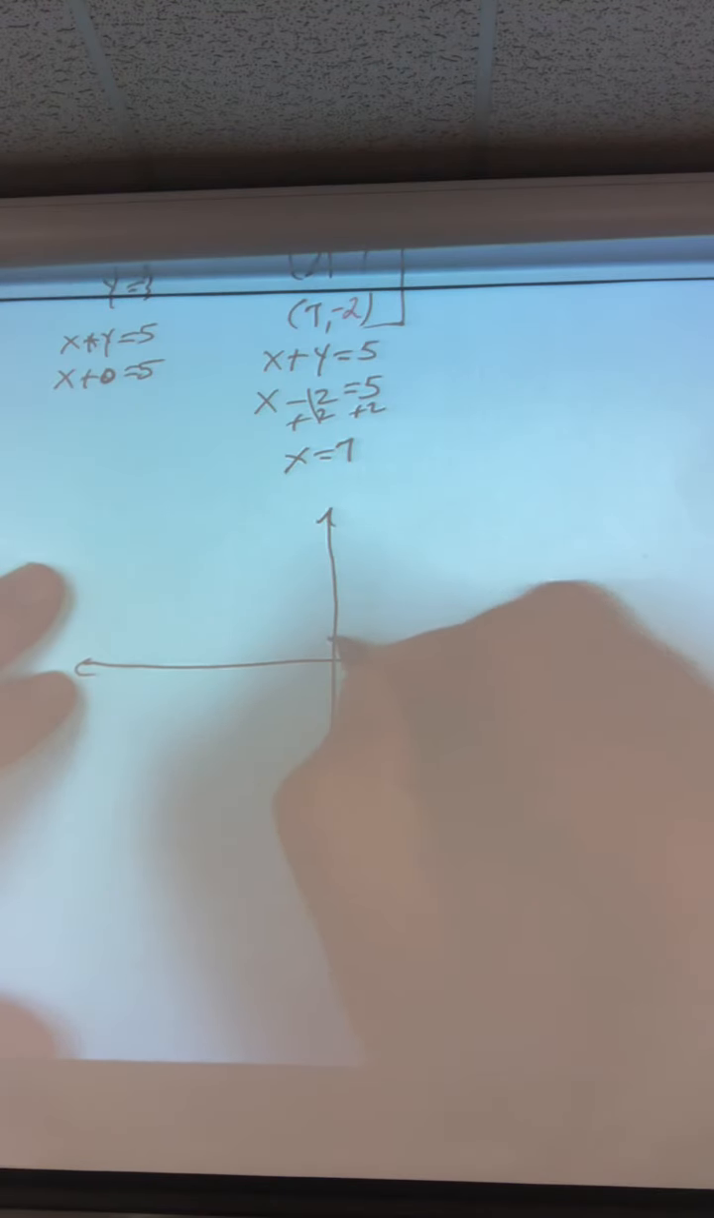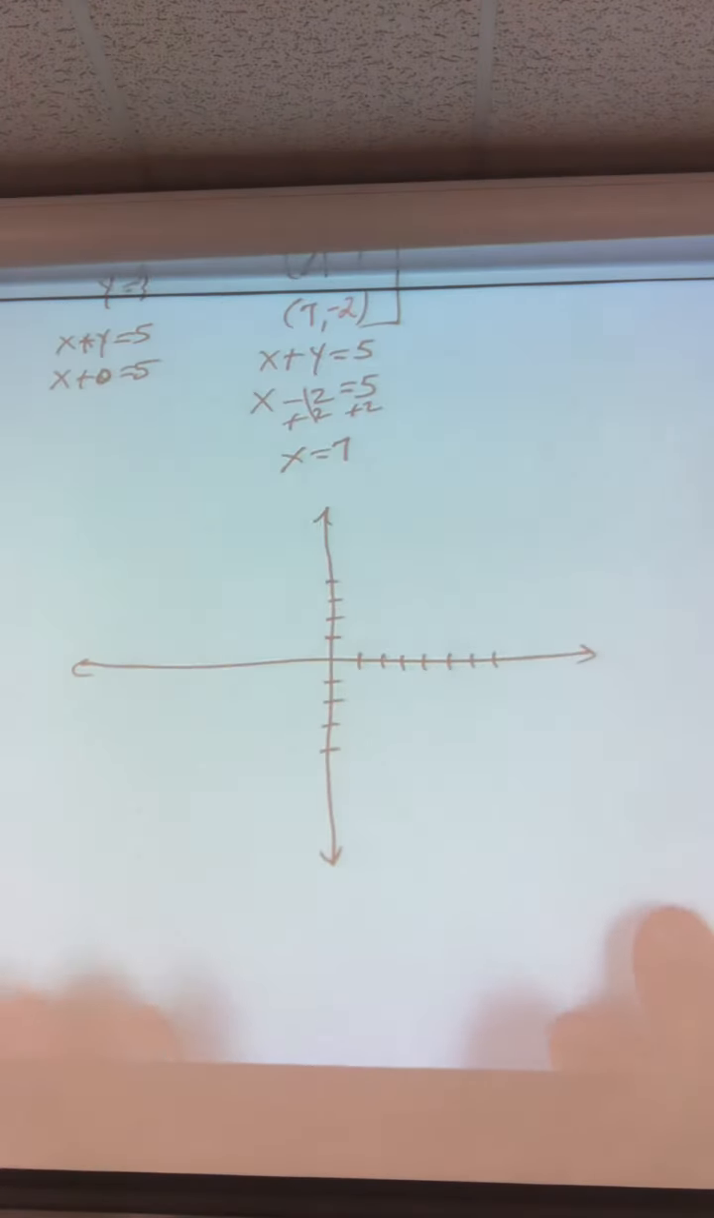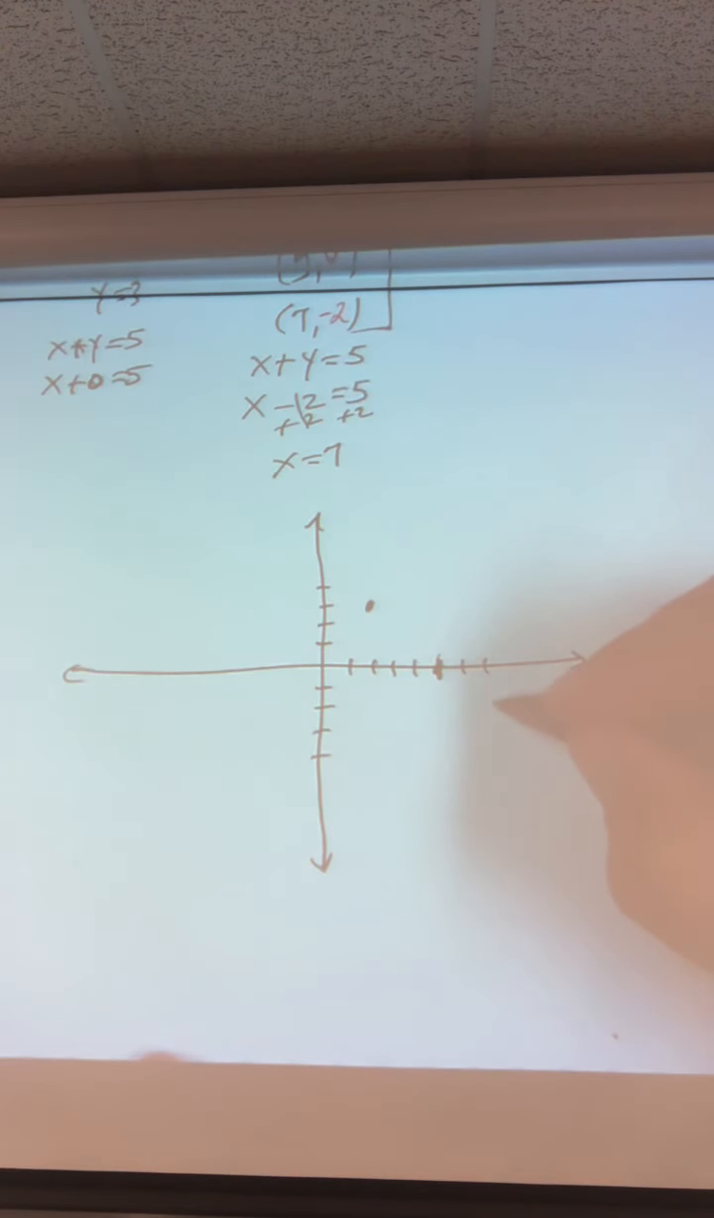I'm only going to draw the numbers, the ones that I really need. Okay, so let's plot these points right quick. 2, 3 is to the right 2, up 3. 5, 0 is to the right 5, stay there. And then 7, -2 is to the right 7, down 2.